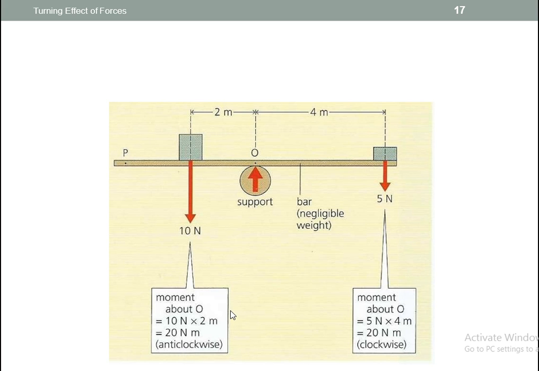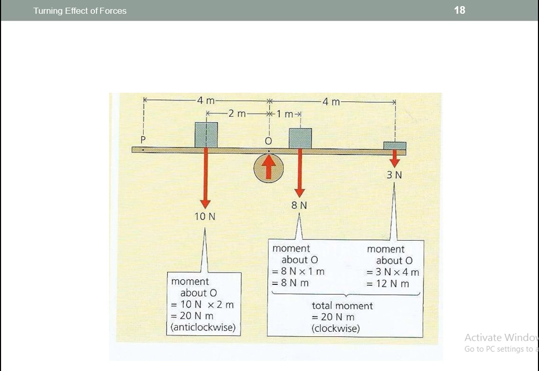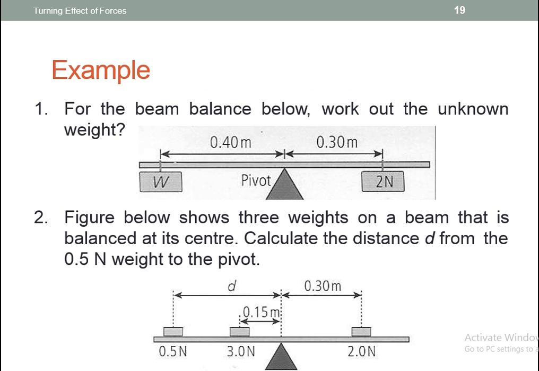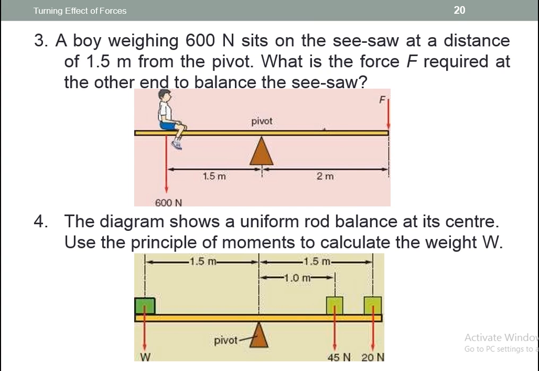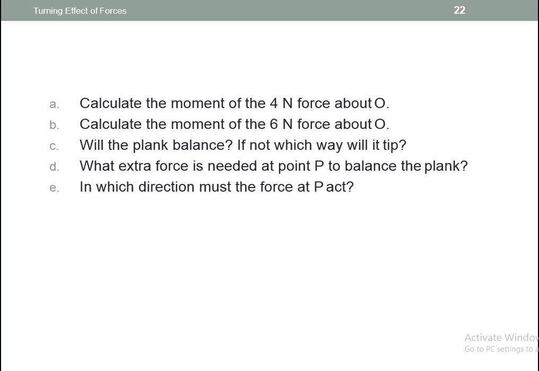So it means in case of equilibrium condition, both clockwise and anti-clockwise moments are equal in magnitude but opposite in direction. Clockwise and anti-clockwise means opposite in direction, very clear. These are the examples you have to solve on your own. Very interesting and very small examples.